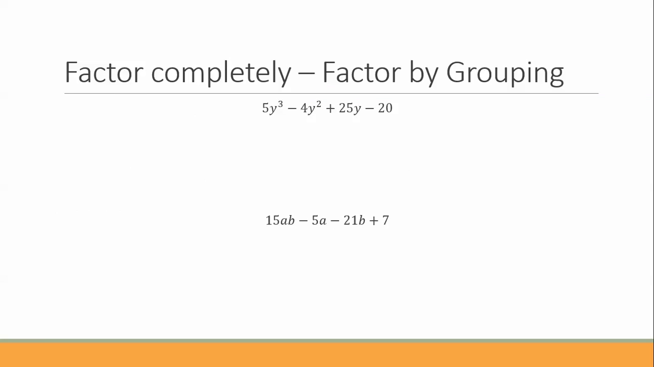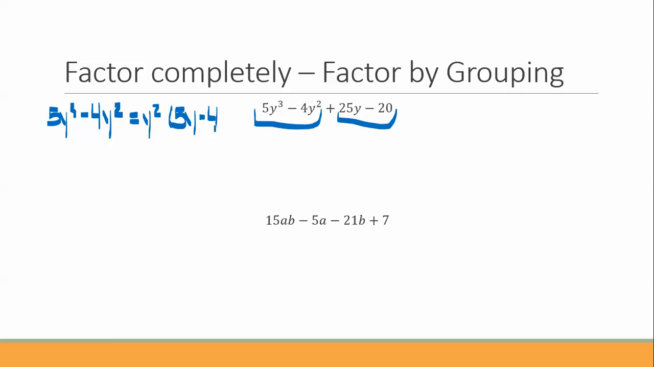So let's factor by grouping first. Factor by grouping means we're going to look at the first two terms, and then we're going to look at the second two terms. We're going to group the first two terms together, and then we're going to group the second two terms together. So by grouping the first two terms together, we have 5y cubed minus 4y squared. Looking at those two and doing what we did from the last section, we can factor a y squared out of both terms, and we have 5y minus 4.